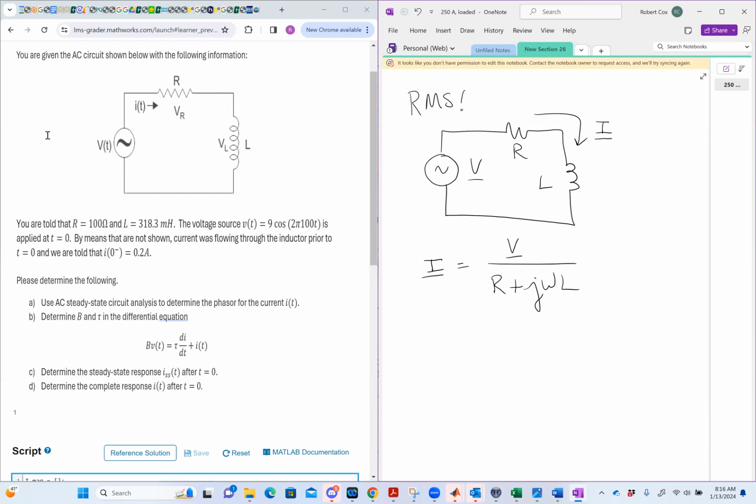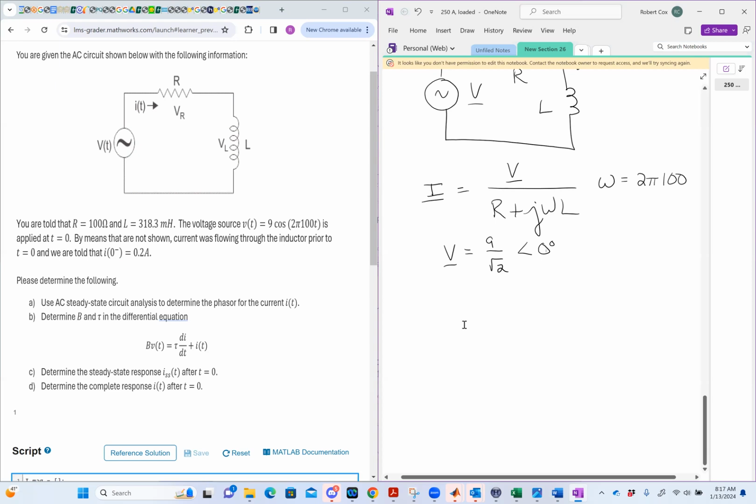So we need to identify a few things here. I was told what L is, what R is, and omega as well. Omega, from looking at the cosine I was given, has to be 2 pi 100. And V, that vector, because everything is in RMS, I need to look at the amplitude and divide by square root of 2 to determine the true value. It has an angle of 0 degrees, because it's just a pure cosine. So if I want to, I can just solve this in MATLAB.